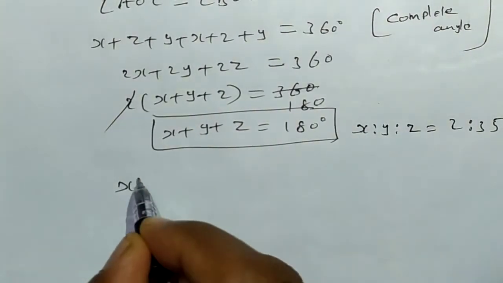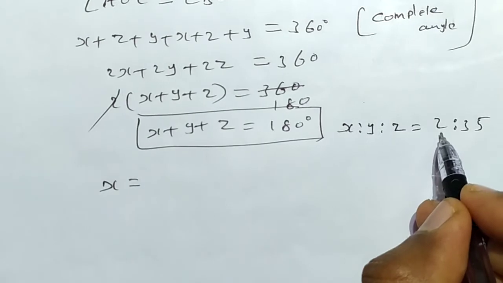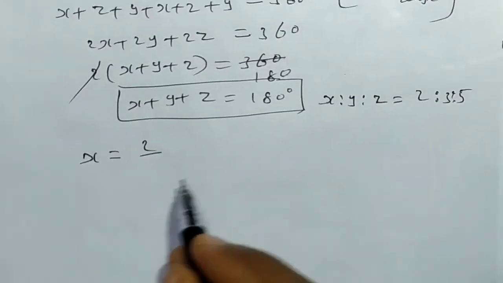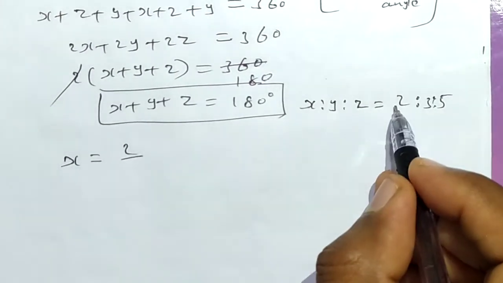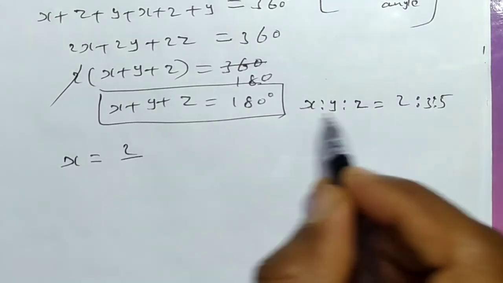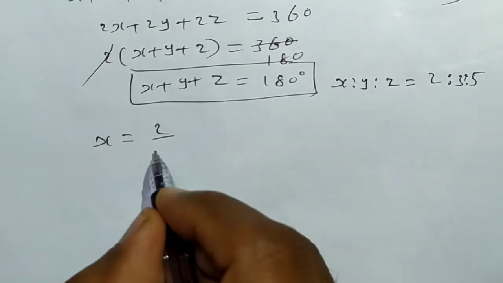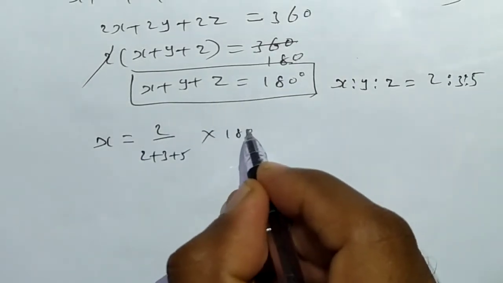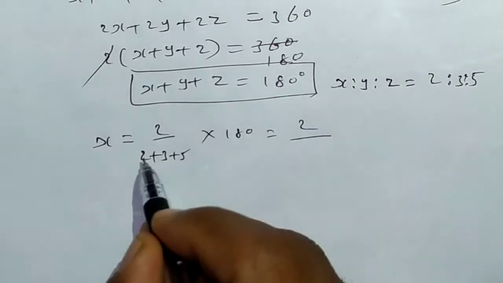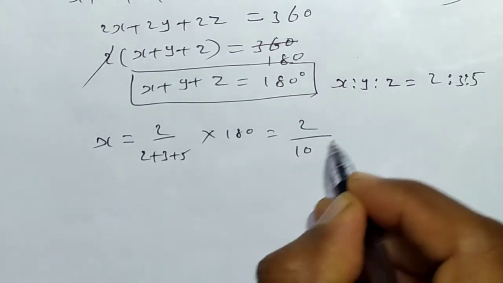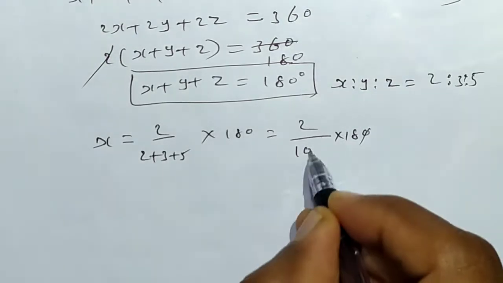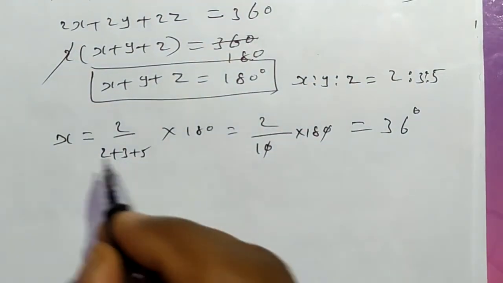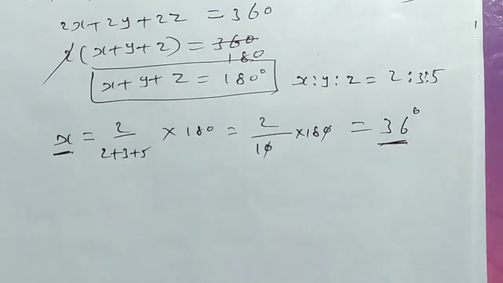The first value, x, is equal to x parts, how many parts here? 2 parts. 2 by total parts, 2 plus 3 plus 5, since the ratio x is to y is to z is 2 is to 3 is to 5. So x is 2 by total parts 2 plus 3 plus 5, which is 10, into 180. The 0s can cancel, that is equal to 18 into 2, which is 36 degrees. So x is 36 degrees. So we got the first one.